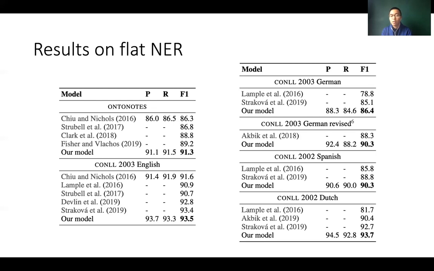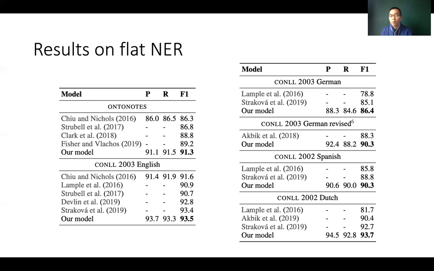The results on the English CoNLL shared task data and OntoNotes are very similar in our case, but not in the previous cases, such as the Chiu paper. They have 91.6 on the CoNLL English data, but only 86.3 on OntoNotes. But ours, as well as the Strubell system, do not show this gap.